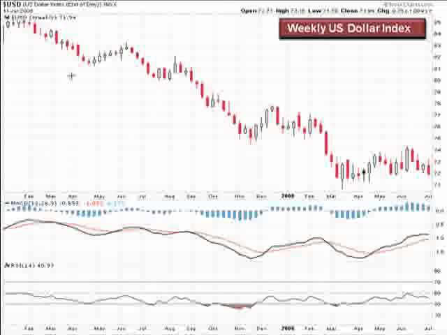We're going to look at our weekly chart of our US dollar index. This is a great way to gain a little bit of perspective as to how the US dollar is trading against a basket of currencies.